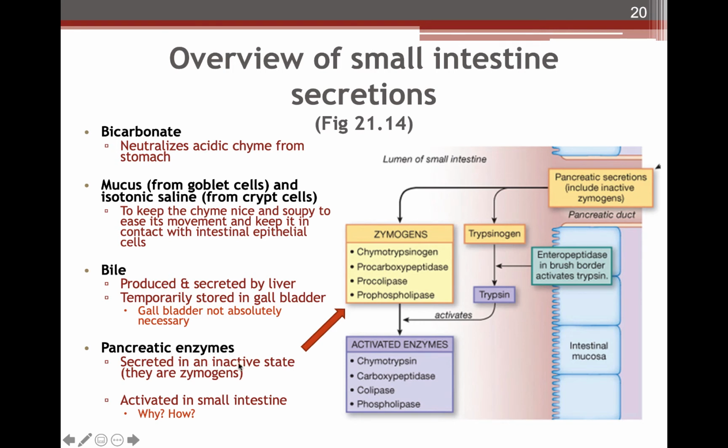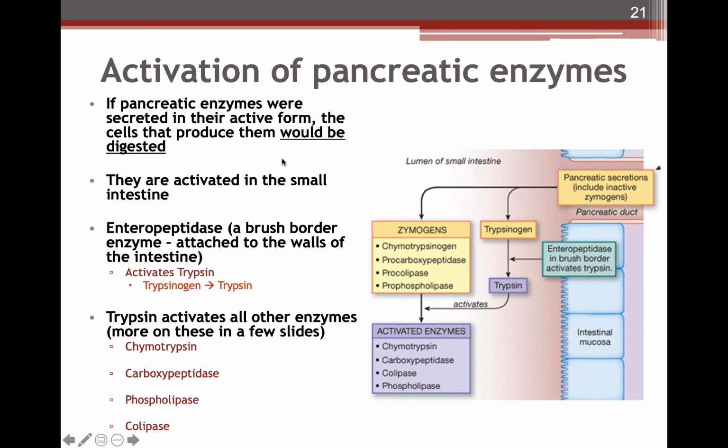Again, they're secreted in an inactive state. They are part of that category called zymogens, which are shown here in sort of orange or yellowish color. They're activated when they get into the small intestine. The why is so that they don't digest the cells that produce them, because these are enzymes that are involved in fat and protein digestion. How are they activated? Well, I'm going to show you that on the next slide. So this is where I'm saying, finally, why these enzymes are produced in an inactive form. They're activated in the small intestine where they're actually going to do their work.